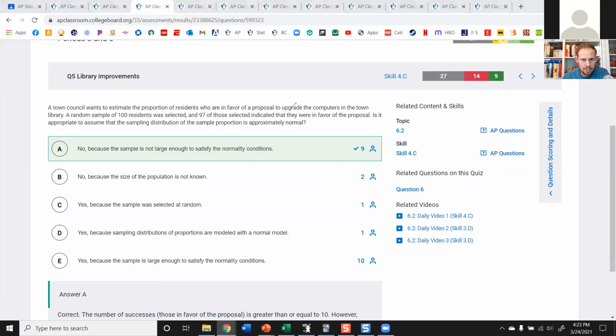All right, well, there's two conditions we got to check for normality. N times P needs to be greater than or equal to 10, and N times 1 minus P also needs to be greater than or equal to 10. And if we don't have P, we use P hat here. So our N is 100. Our P, or in this case, P hat, is 97 out of 100, which is 0.97. So N times P is 100 times 0.97, which sure enough is 97. That's definitely greater than or equal to 10.